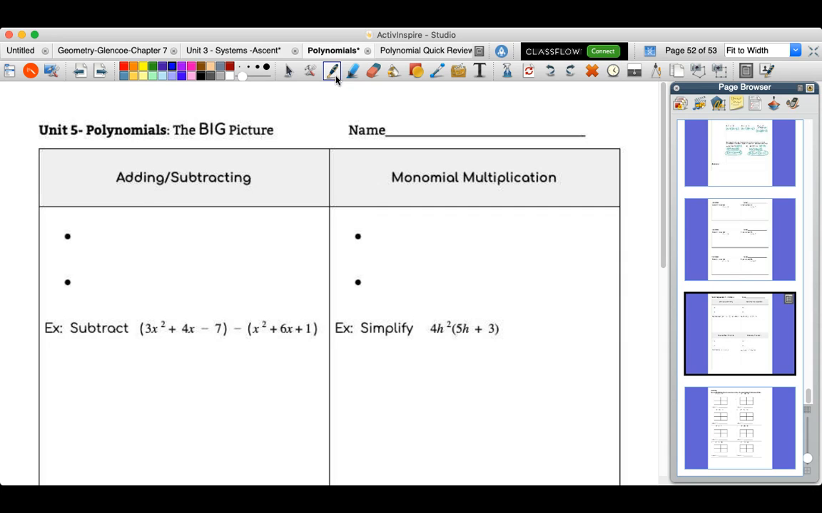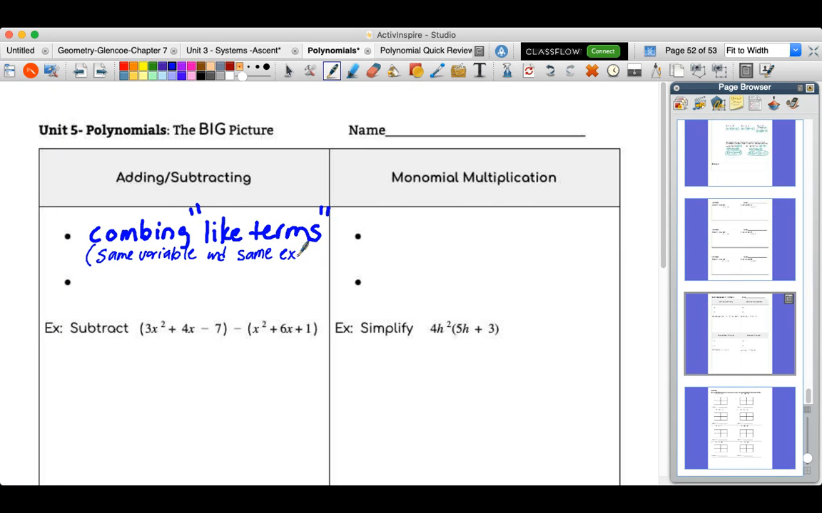So recall when we were doing this, that we were really thinking about combining like terms. Combining like terms meant that we were putting together any terms that had the same variable and the same exponent. So same variable and same exponent. That's what like terms are.